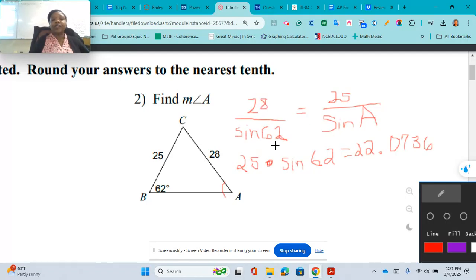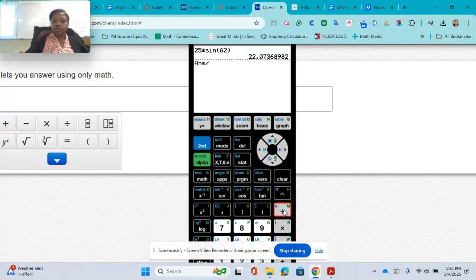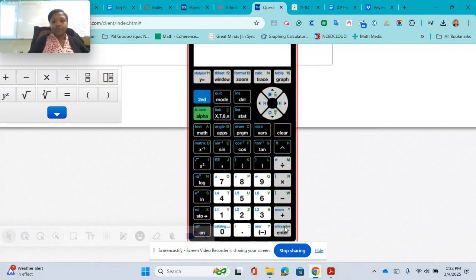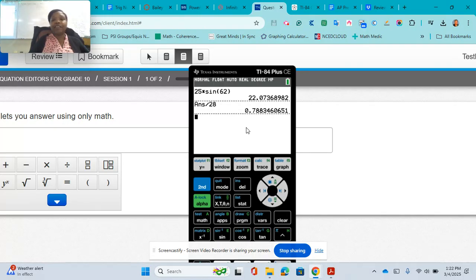Now, once we have cross multiplied these two, with the last one, we need to divide. So this answer will be divided by what was left, and what was left was this 28. So it would be divided by 28. So in my calculator, that answer, I could just click divided by 28, press enter, and I have 0.7883.